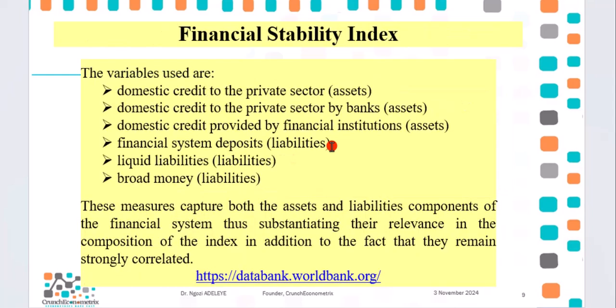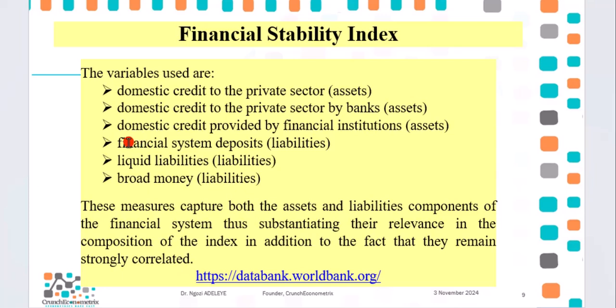For the financial stability index, I used 6 variables, 3 of them pointing to the assets in the financial system and 3 pointing to liabilities in the financial system. You can see domestic credit to the private sector, domestic credit to the private sector by banks, domestic credit provided by financial institutions. These are all asset-pointing indicators. For the liabilities, you can clearly see financial system deposits, liquid liabilities, and broad money.